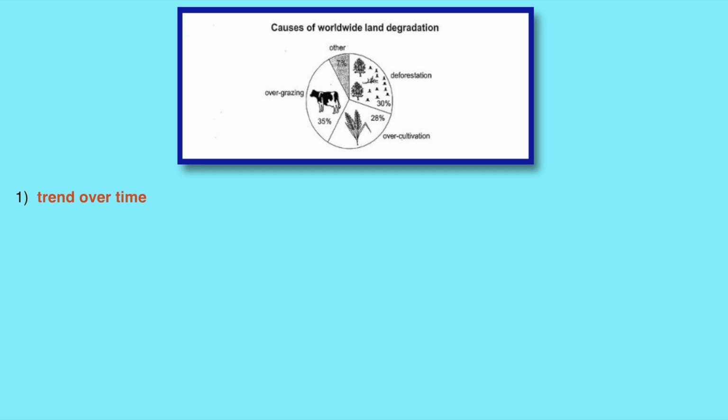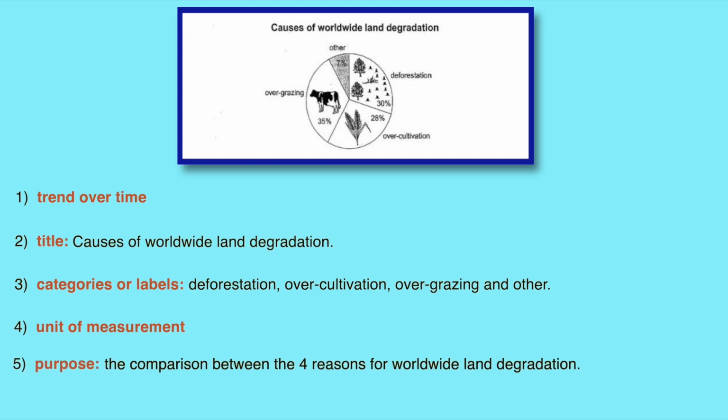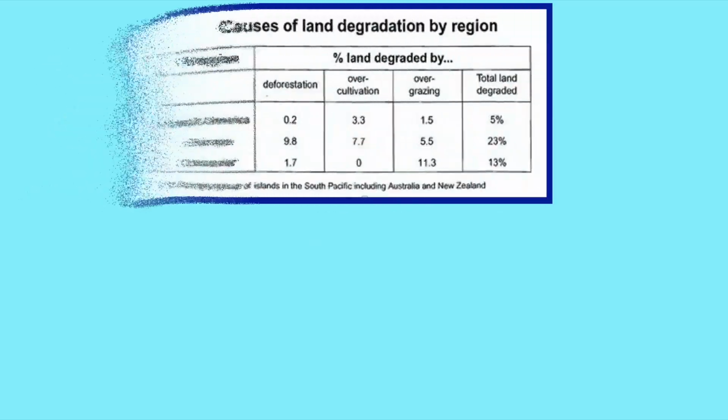The second thing is that you should see what the title is, which here is the causes of worldwide land degradation. And the third thing is that you should see what categories or labels you have, which in this pie chart we have 4: deforestation, overcultivation, overgrazing, and other. The fourth thing you should do is to see what the unit of measurement is, which here is percentage. You clearly see it next to the numbers. And the last thing to consider is the purpose of the chart, which is the comparison between the 4 reasons for worldwide land degradation.